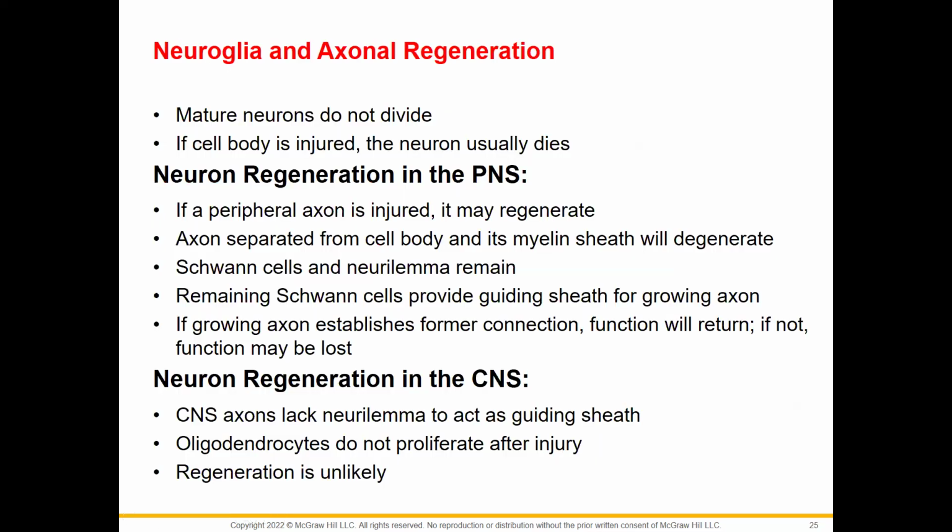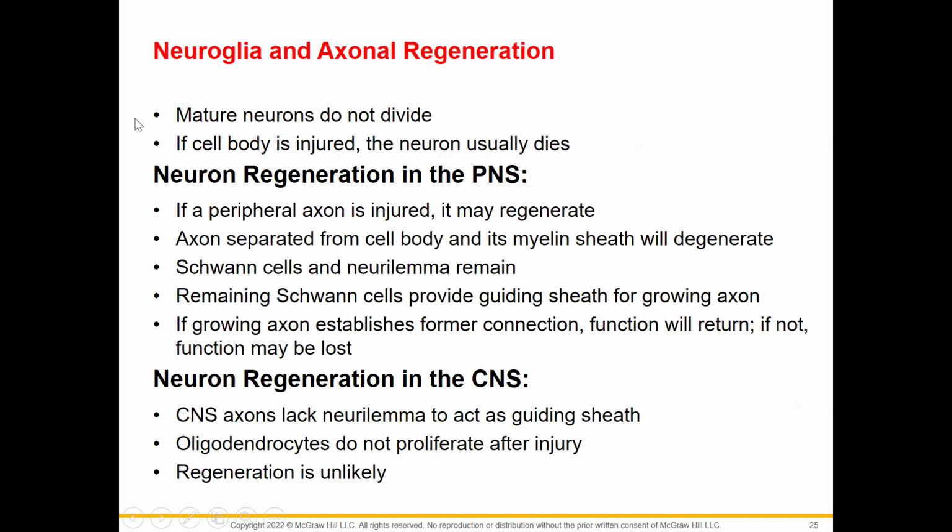So now let's talk about how your neuroglia help your axons to regenerate. First thing to note, if your neurons are mature, if they are older, they will not divide. So once the neurons get to a certain age, to a certain size, they no longer reproduce. The cell is the cell, that's it.